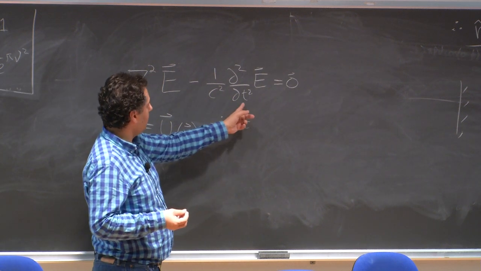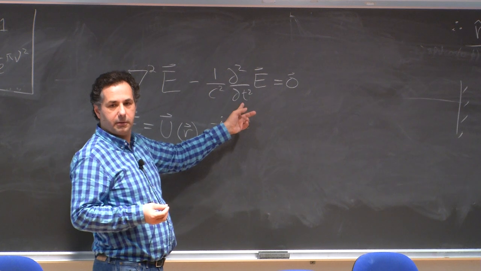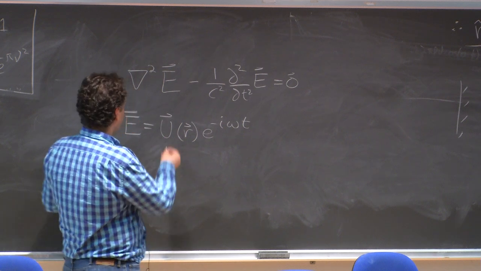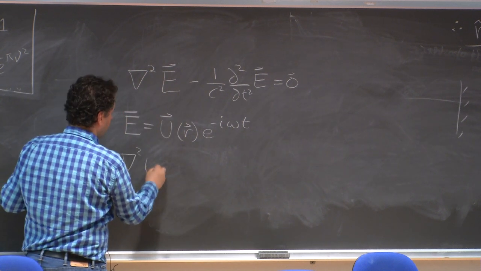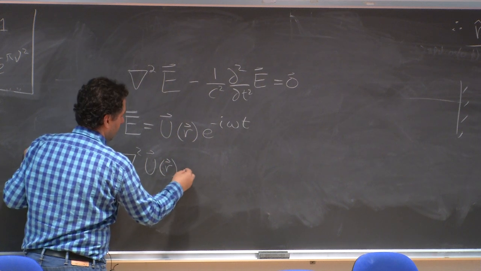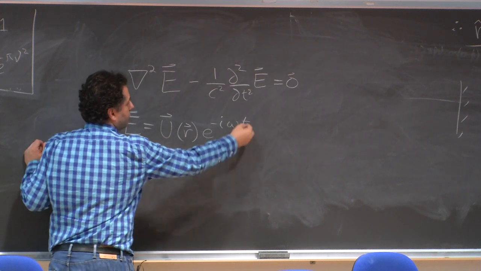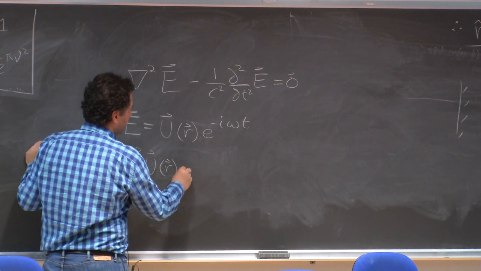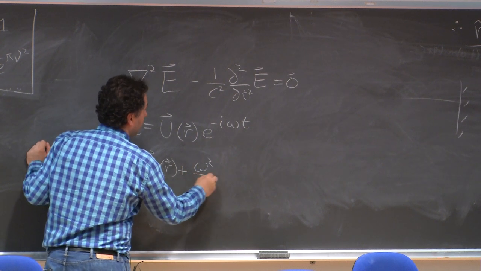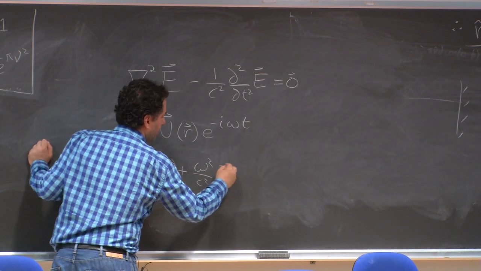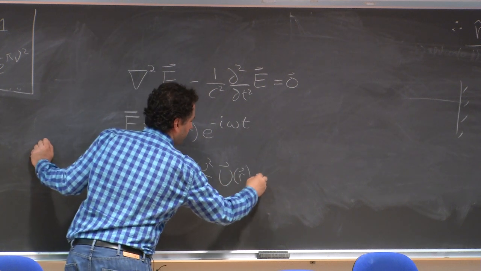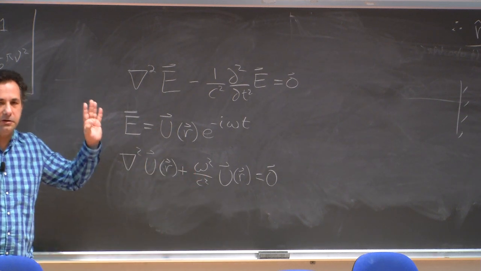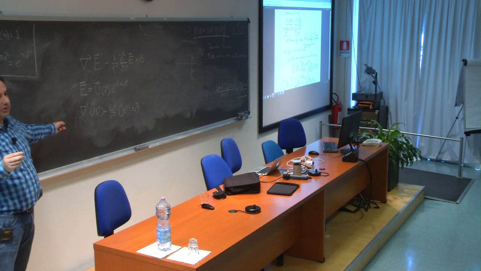So then if I take this derivative with respect to time, what do I get? This is independent of time, so that doesn't change. So on this side, I get the Laplacian of u of r, then minus. What happens when I take two derivatives here? Minus and minus gives me plus, and I get an omega squared divided by c squared, and then just u of r. And both are multiplied by the exponential, but then I divide by the exponential and it's gone. And this is called the Helmholtz equation.